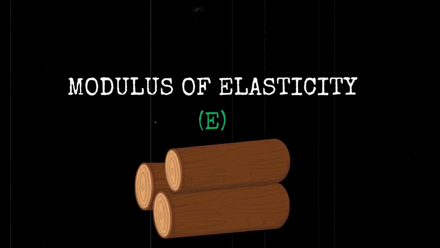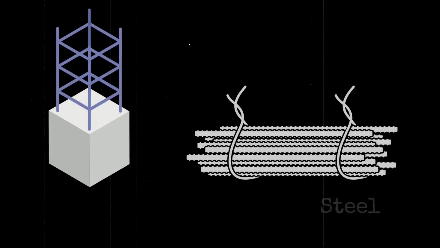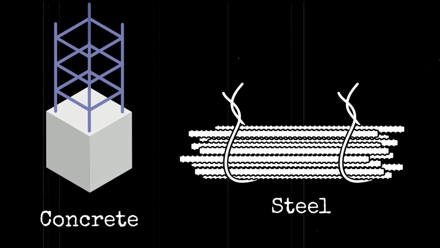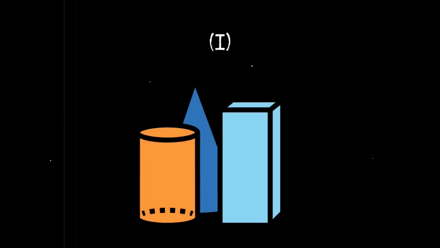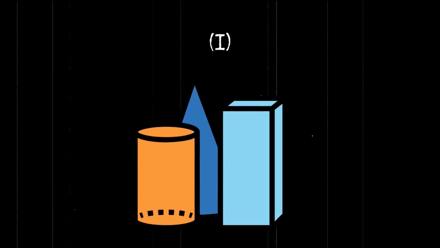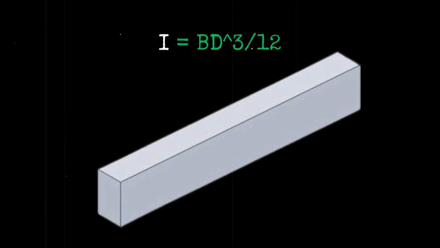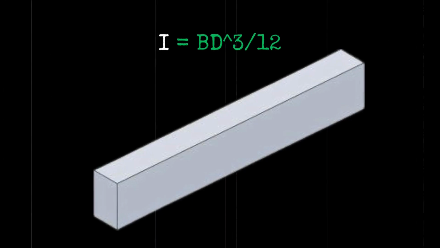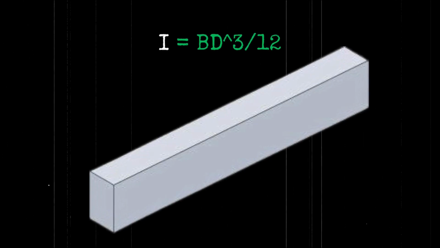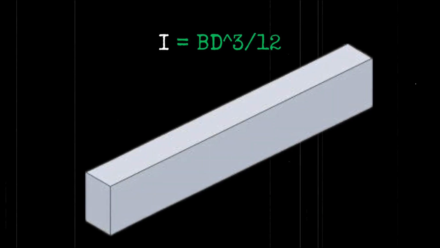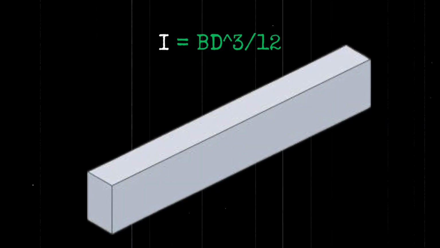In the construction world, we usually refer to this material as concrete or steel. I is a geometric property, and this will depend on the geometry of the member. For a rectangular beam section, the moment of inertia is BD cubed over 12. B is basically the width of the member, while D is the depth of the member.